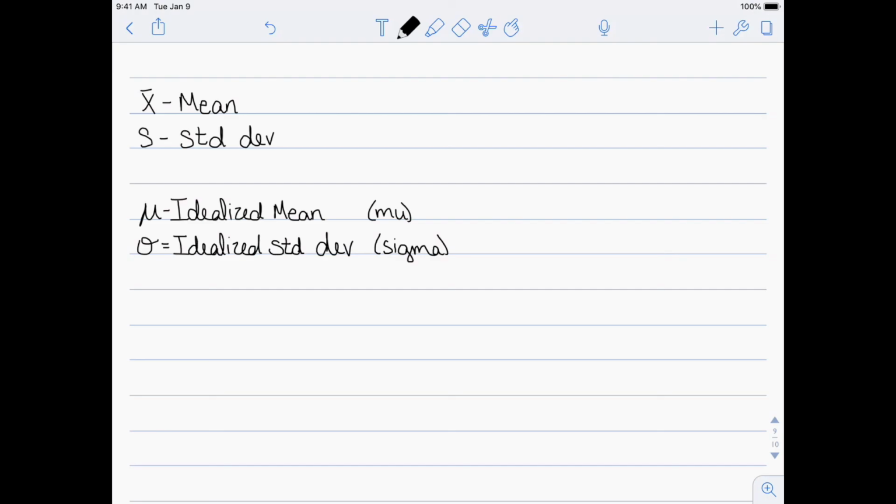So mu and sigma are Greek letters, and so they represent our idealized mean and standard deviation, whereas X bar and S are part of the everyday alphabet, so those represent our samples and the things that we've been dealing with.